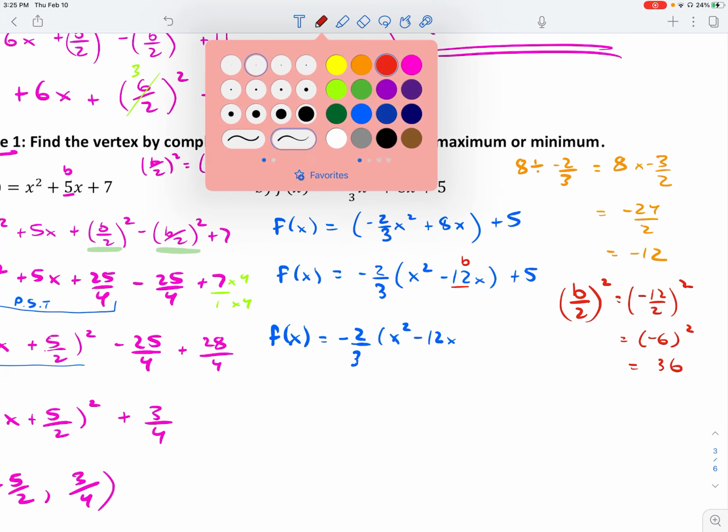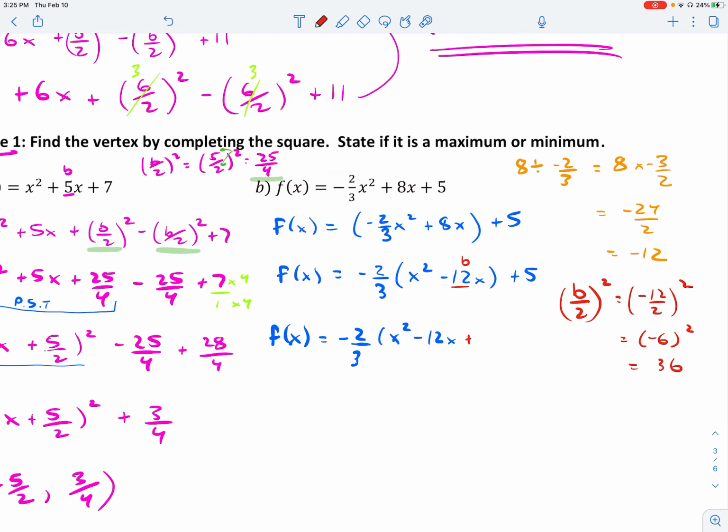So I'll change colors to show that part. We added (b/2) squared, so we're adding 36, and then we got to take 1 away. We have to do that because we can't change the polynomial. By adding something and taking away the same thing, we're essentially keeping its value the same. The only thing we're changing is its form. And by doing that, we're creating that perfect square trinomial that we need.